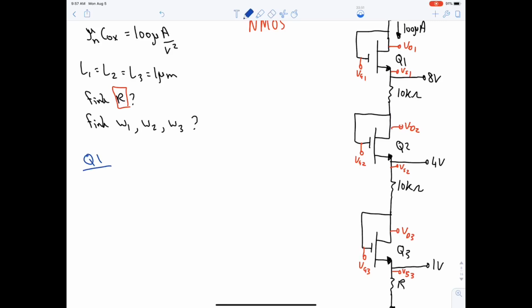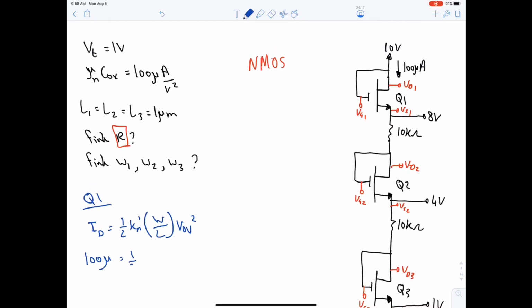So for Q1, we have to say that no, there's no need to check for the region, I forgot. So just let's find W1. ID is equal to half Kn prime W over L VOV squared. ID is 100 micro. Yes, half Kn prime, it's 100 micro again. W1 over L1, 1 micro, and we need to find VOV. VOV is VG1 minus VS1 minus VT1.